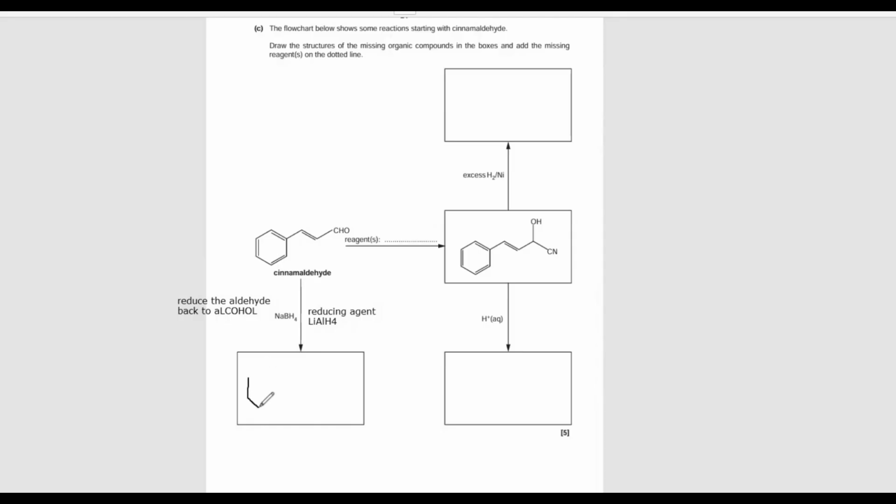Aldehydes go back to alcohols, ketones go back to secondary alcohols. We're going to go back to a primary alcohol here. So you just got to think about, I need to add hydrogens on to take this back to a primary alcohol. So what am I doing?